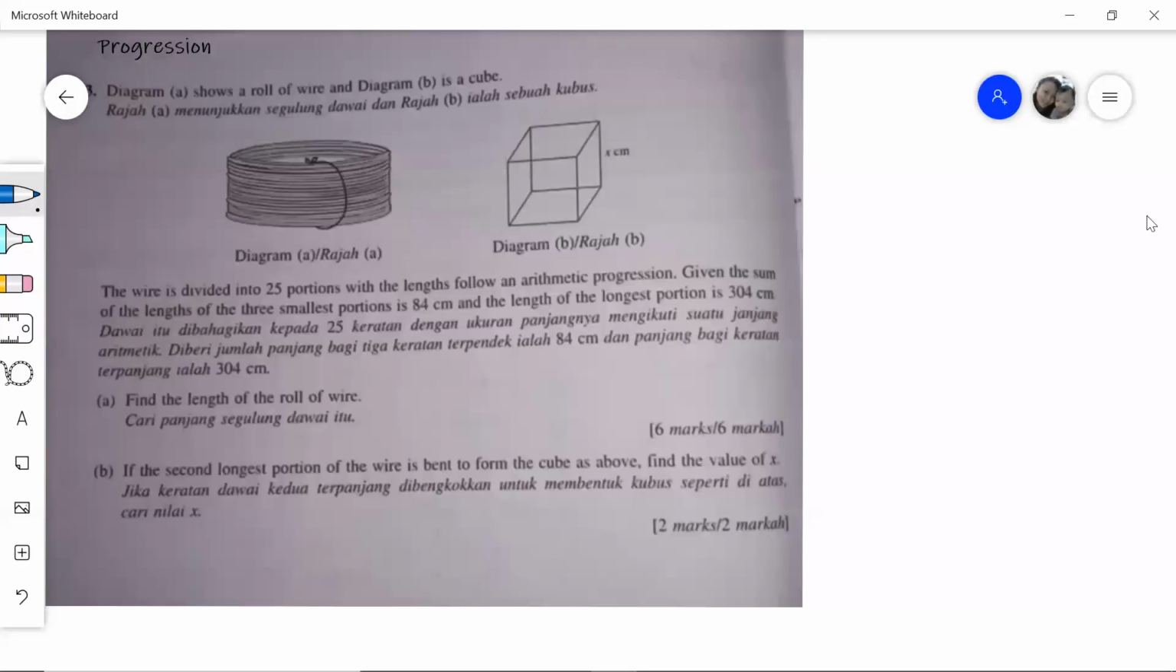Hello everyone. In this video clip, I am going to show you how to solve this progression question. Okay, let's read. Diagram A shows a row of wire and diagram B is a cube. And the wire is divided into 25 portions with the length following an arithmetic progression. So let's pause for a while and analyze the question.